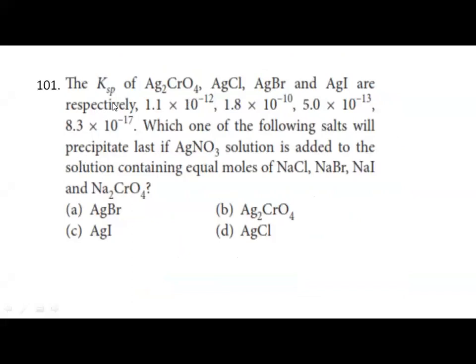Next question. The Ksp of Ag2CrO4, silver chromate, AgCl, silver chloride, AgBr, silver bromide, and AgI, silver iodide are respectively 1.1 into 10 raised to minus 12, 1.8 into 10 raised to minus 10, 5.0 into 10 raised to minus 13, and 8.3 into 10 raised to minus 17. Which one of the following salts will precipitate last if AgNO3 solution is added to the solution containing equal moles of sodium chloride, sodium bromide, sodium iodide, and sodium chromate?